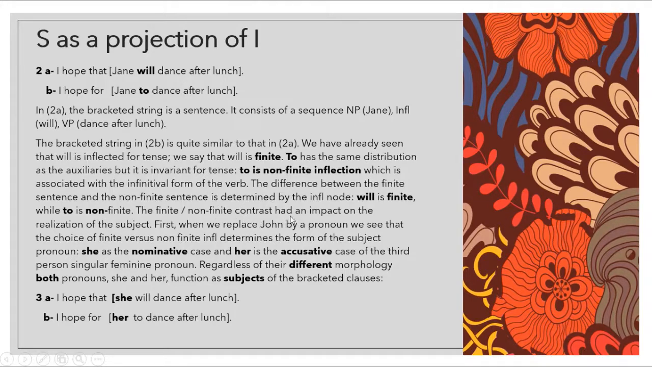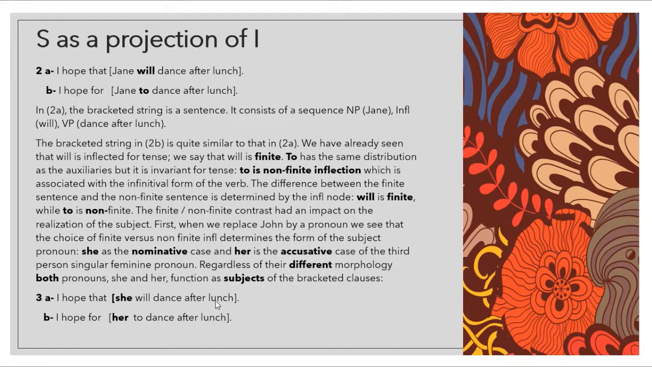The finite and non-finite contrast had an impact on the realization of the subject. هنايا في هاد الحالة هذه إلا كان عندنا subject ما معروفش بحال مثلا هنايا في هاد الإكزامبل عندنا Jane. أوكي إلا كان عندنا subject ماشي معروف وخصنا نستعملو واحد البروناون وشنو غادي يصرى. So first when we replace John ولا Jane ولا whatever by a pronoun, we see that the choice of finite versus non-finite ample determines the form of the subject pronoun. She is the nominative case and her is the accusative case of the third person singular feminine pronoun. Regardless of their different morphology, both pronouns she and her function as subjects of the bracketed clauses.